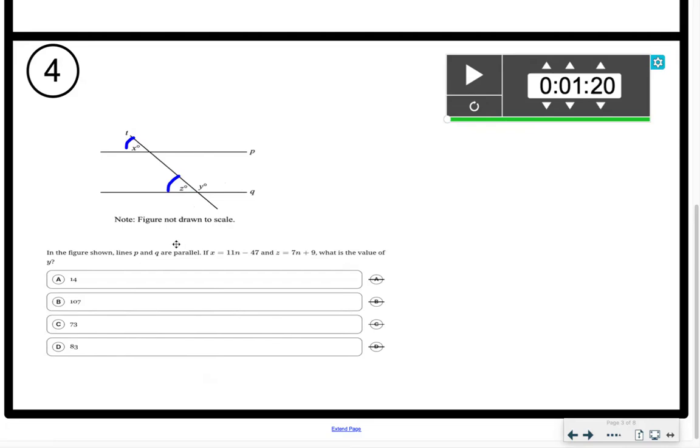All right. If you know it on the level of alternate interior, corresponding, alternate exterior, and same side interior, that's wonderful. But the vocabulary is not really on the SAT. You kind of need to just know what to do. So in this case, I just need to know to set these equal to each other because they are congruent. So I'm going to move the 7n over here, move the 47 over here. So n is 14.